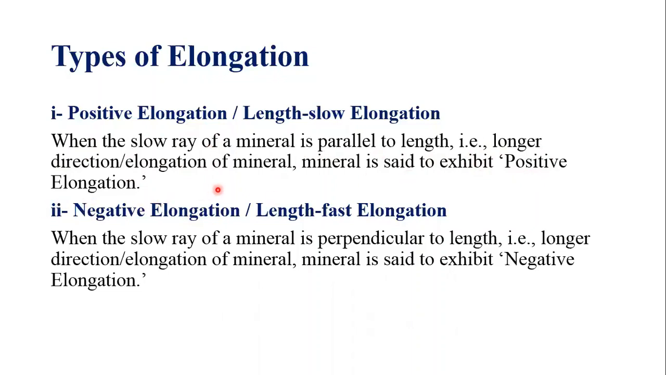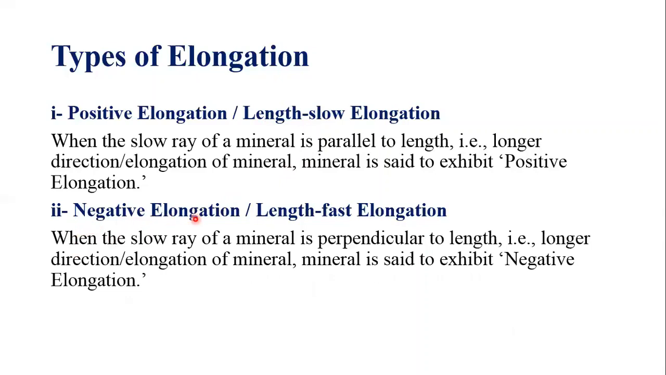If the slow ray of a mineral is parallel to the length of a mineral, it means that it is parallel to the longer direction or elongation of a mineral, then the mineral is said to have positive elongation or it is said to have length slow elongation.